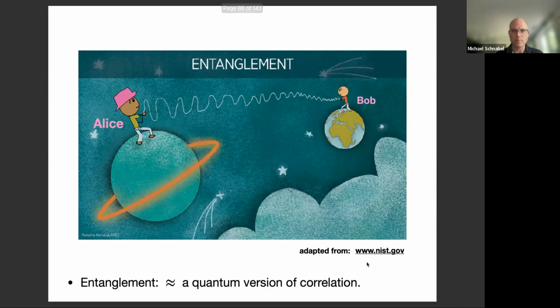So in short form, entanglement is a quantum version of correlation. It's not totally exact, but I won't explain this too much. Correlation works with classical objects, right?